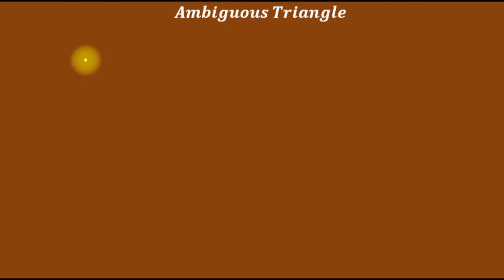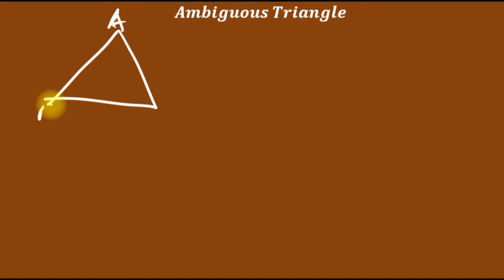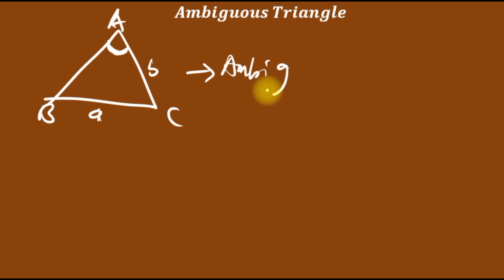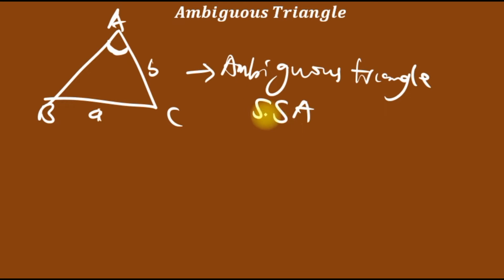So for example, if you are given a triangle ABC, and you are given a, b, and the angle opposite a, then this is an ambiguous triangle. So if you are given two sides and an angle opposite one of the sides, that's it.